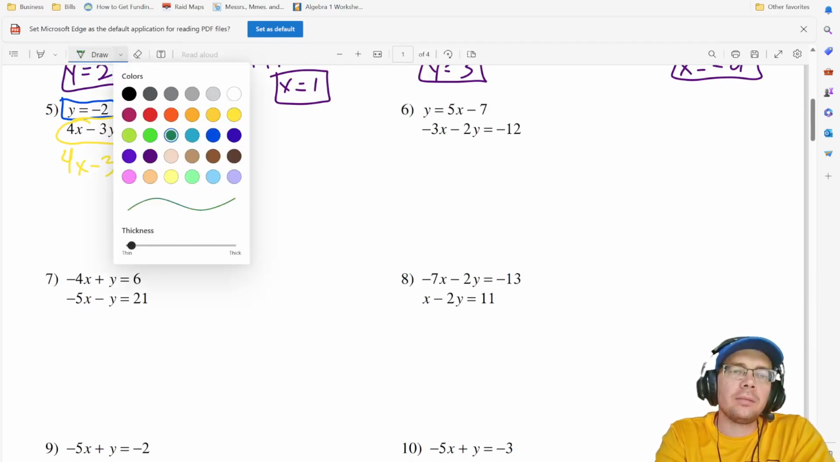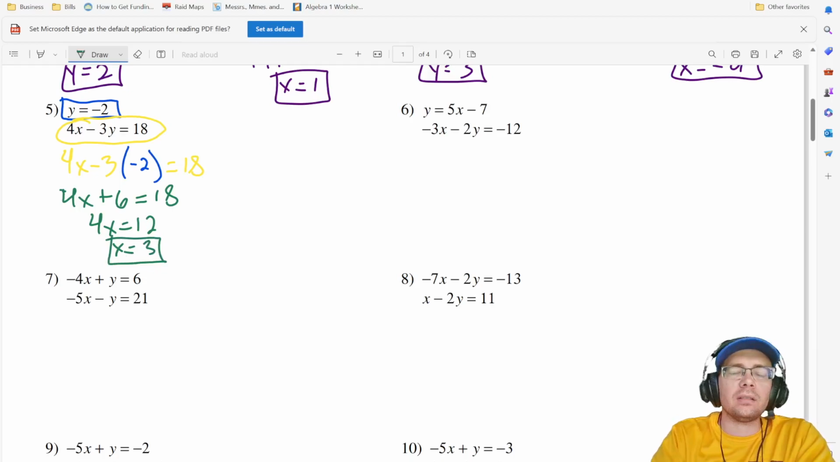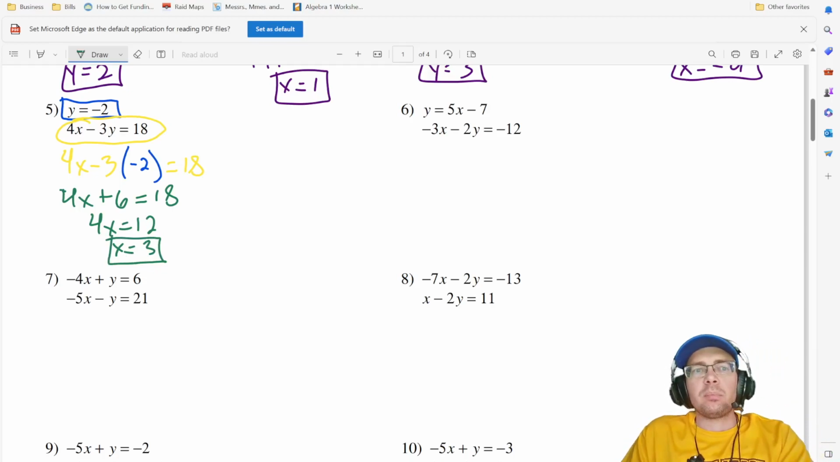Blue and yellow make green. So we have 4x plus 6. 4x is equal to 12. x is equal to 3. And then we're actually done. We're actually done because they gave us one of the 2 answers at the beginning.